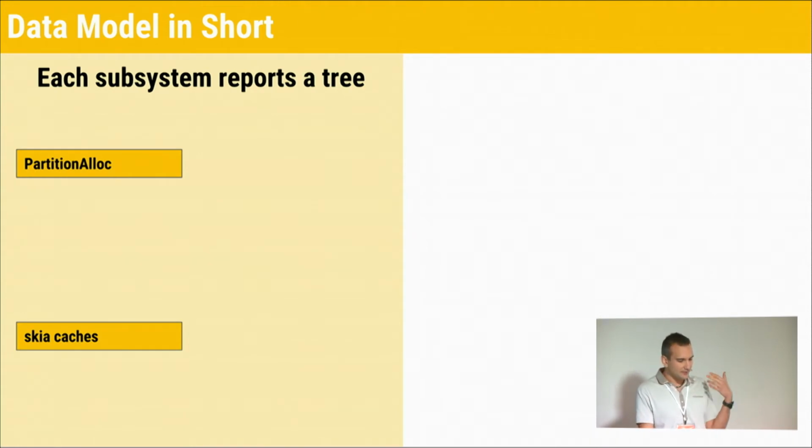Say that we have a dump provider that can tell all the statistics about partition alloc, and a dump provider that can tell all the statistics about caches in Skia. What you will see very soon is that they provide data of this kind of form. It is a very simplified view, but it gives an idea.